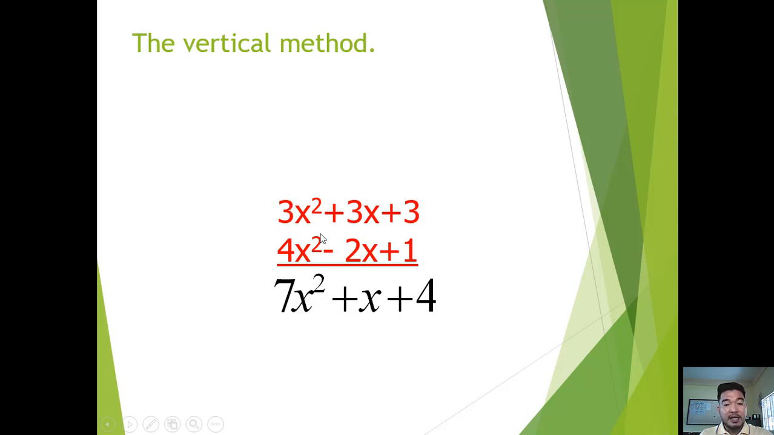Then add 3 plus negative 2 is positive 1, pero kung positive 1 na ang numerical coefficient ng isang variable, we do not write it anymore. So you will have x. Then 3 plus 1 is equal to 4. The sum is 7x squared plus x plus 4.